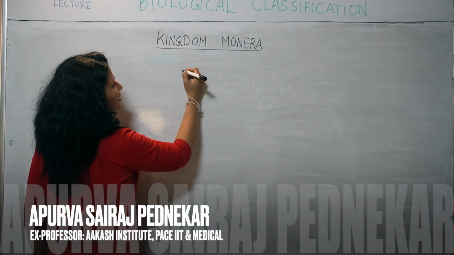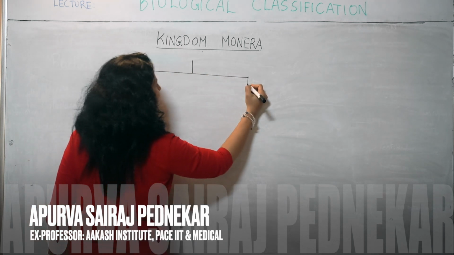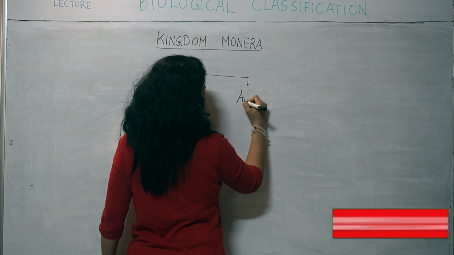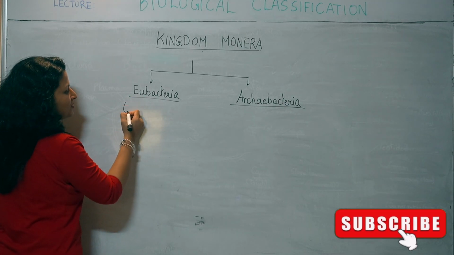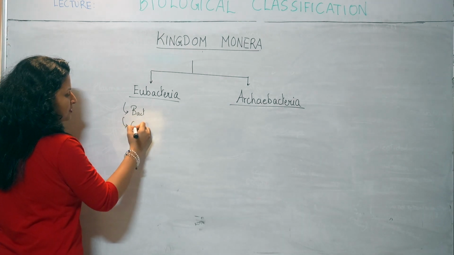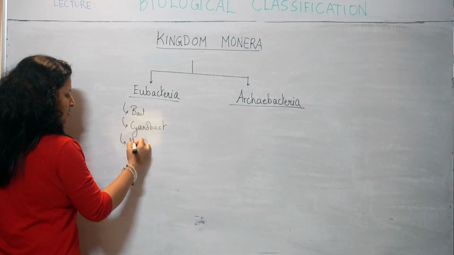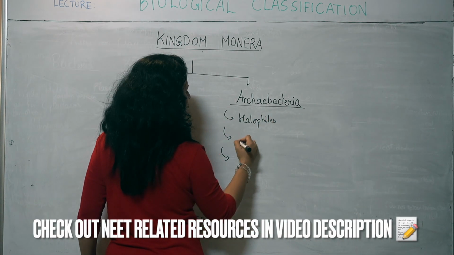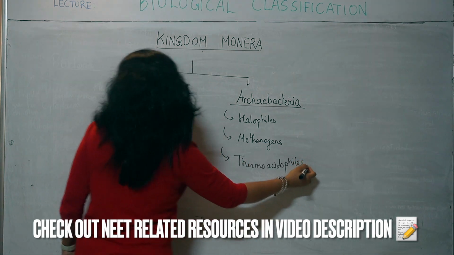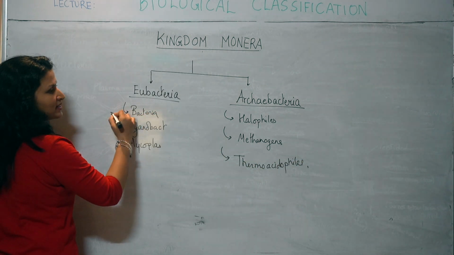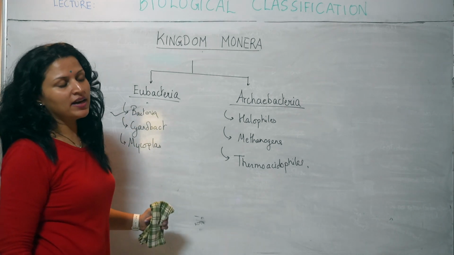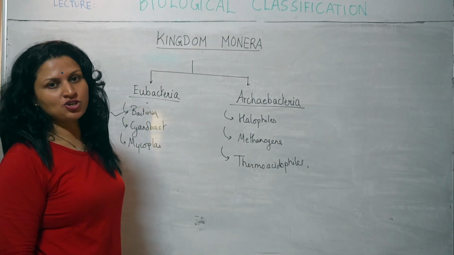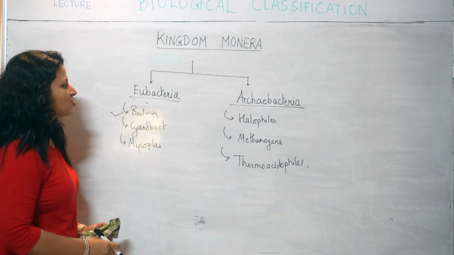So we were doing kingdom Monera, and as you know, there are two different types, eubacteria and archaebacteria. Under eubacteria you will be studying bacteria, cyanobacteria, then mycoplasma, and under archaebacteria we are supposed to study halophiles, methanogens, thermoacidophiles. We had started with bacteria, the general bacterial structure we have completed, and now we are on the second thing, that is bacterial nutrition. Okay, so let us start with nutrition in bacteria.